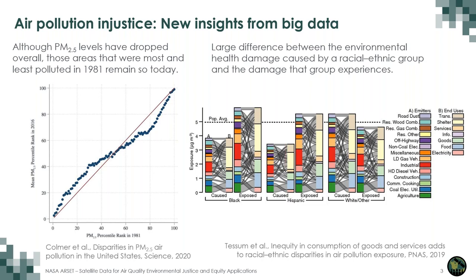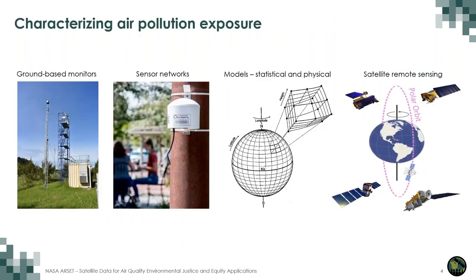That's consistent with the Hispanic population and opposite to the white population on the right-hand side here, where the white population is exposed to lower PM2.5 concentrations than the PM2.5 that it causes. And because this study used a modeling approach, they were able to also look at the sources that were contributing to this PM2.5 inequality, both in terms of the emitters and the end uses. So these are two examples of how big data can be used to understand air pollution injustice across an entire country. But when we talk about big data, what do we mean?